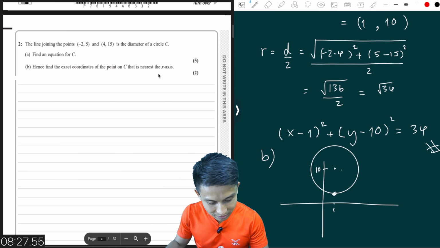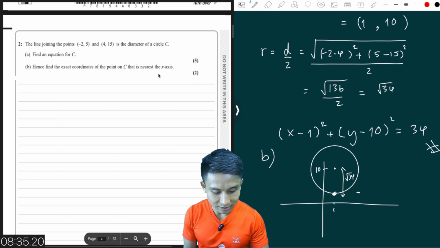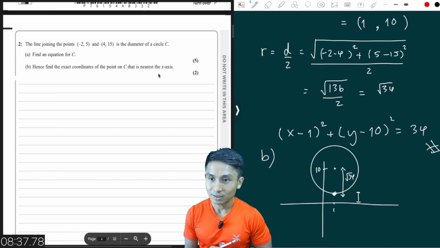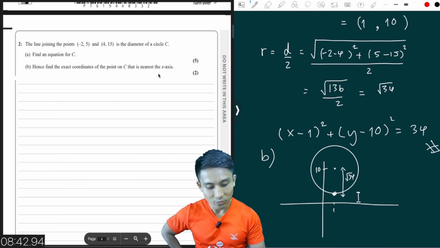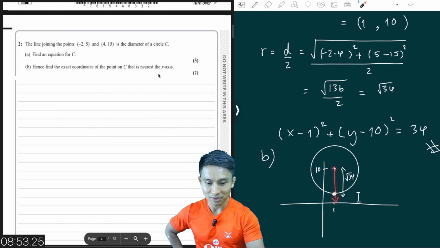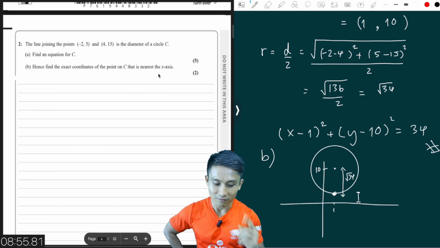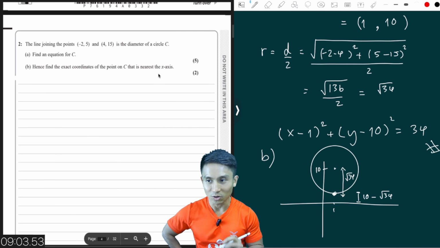So we know that this distance is root 34, right? Because that's the radius. So we need to find this distance from x-axis to that point. So that will be, because this is already 10 units above the x-axis, because that's the y coordinate of the center, right? So this will be 10 minus root 34. So that is basically the y coordinate of that lower point.